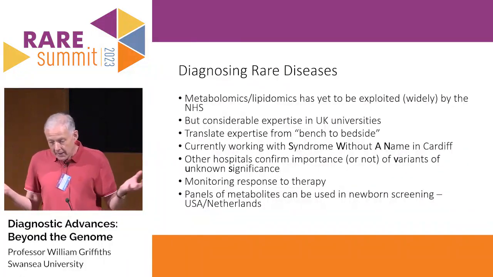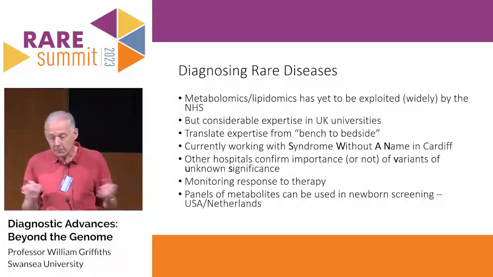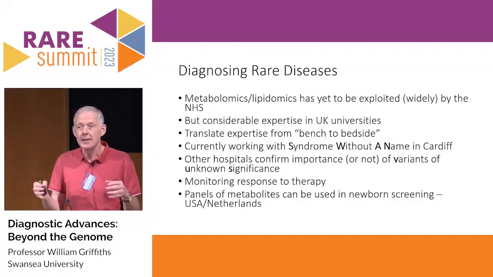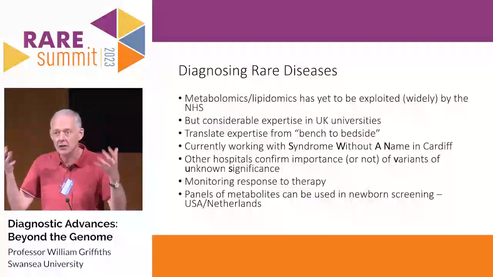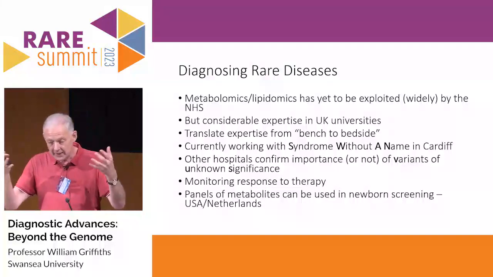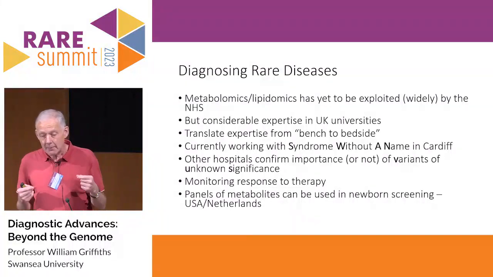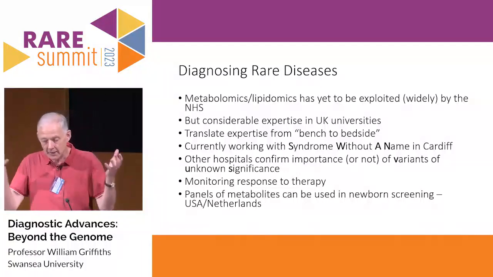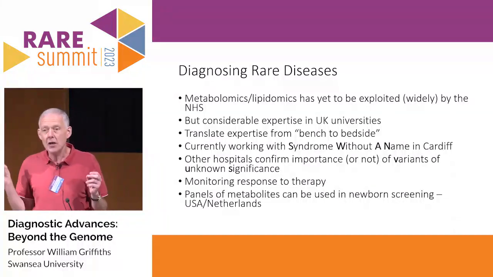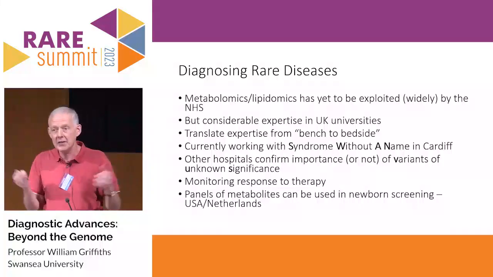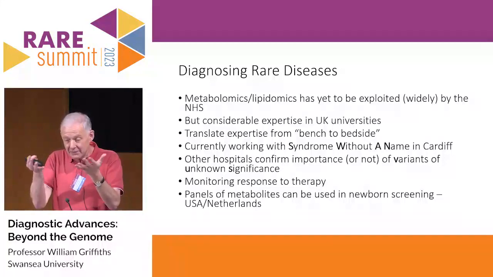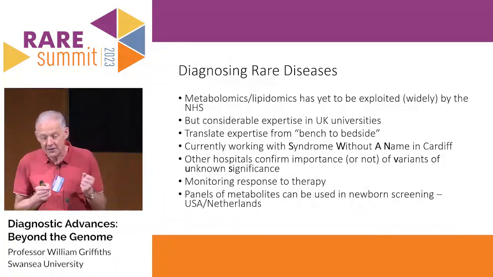At the moment in Swansea, we're doing a little bit of this. We're working with a clinic in Cardiff, which is called the Syndrome Without a Name Clinic. This is people who are in the middle of the diagnostic odyssey at the moment. They've got a disease, but the clinicians can't identify what that disease is. So we're looking at patient samples and trying to help the clinicians to make a diagnosis. We're also working with other hospitals looking at variants of unknown significance, when there's a mutation, but we don't know whether it's going to be pathological or not. So we're helping to determine whether these variants of unknown significance are significant or not.